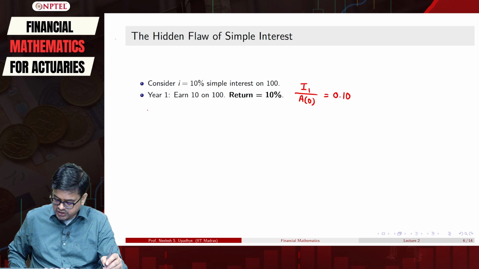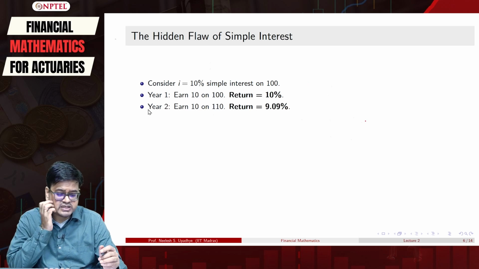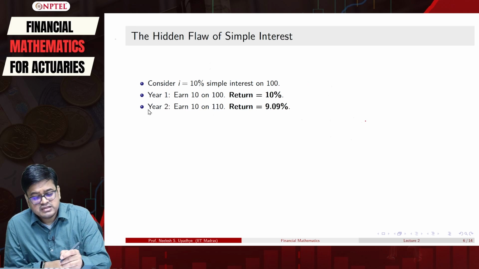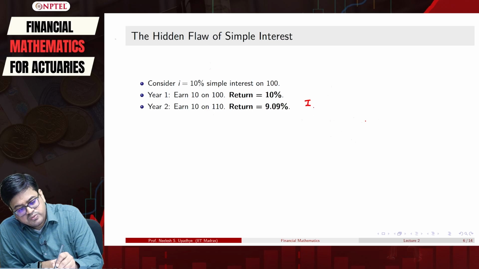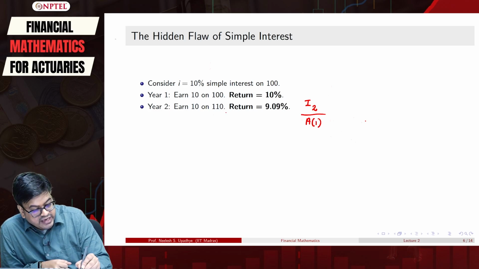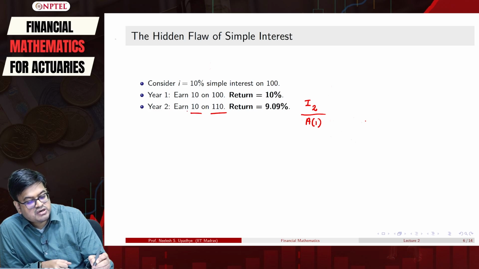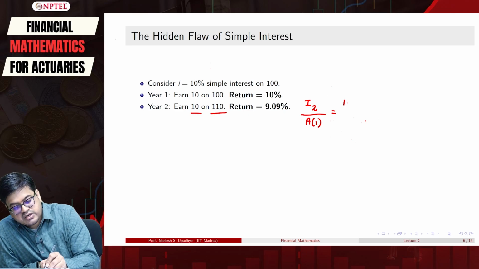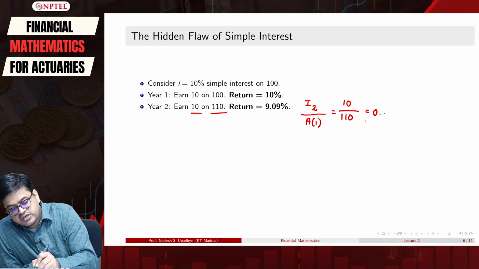Let us move to year 2, which is very simple. Now again, in period 2, what you have earned is I2 upon the amount that is available, that will be A1. Now A1 is 110, you have earned 10, so this will become 10 upon 110, which is equal to 9.09%, which is 0.0909.